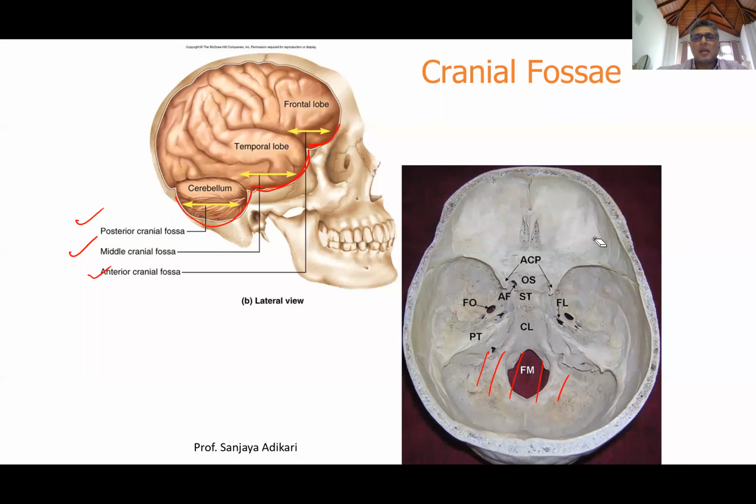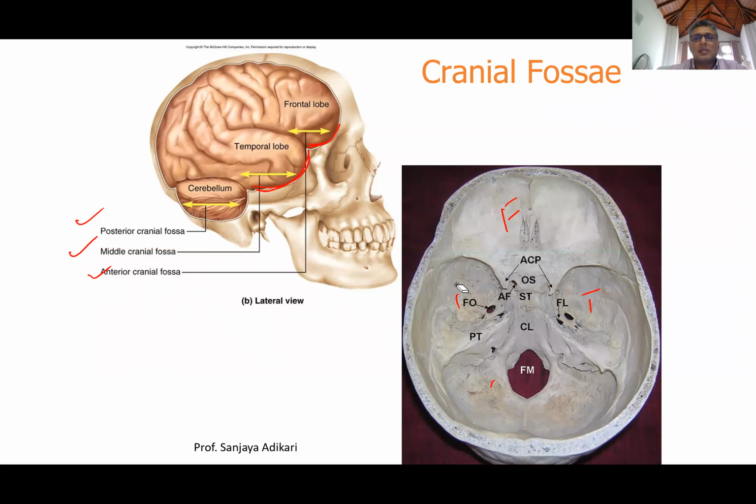Now it is the frontal lobe that lies in the anterior cranial fossa. In these two areas you get the temporal lobes. But you don't get the occipital lobe here. Instead, what you get here is the cerebellum, inside the posterior cranial fossa.